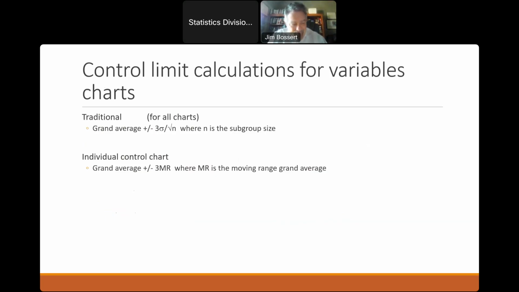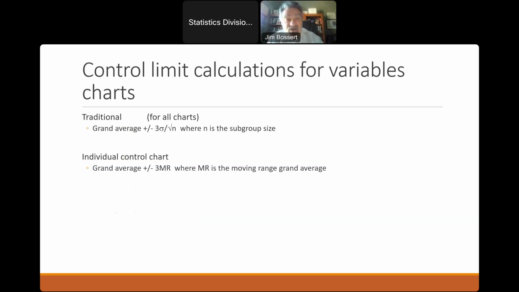Now, this is not a class in statistics. This is not a class in mathematics. I'm just showing you what the calculations are. If you have statistical software, you can see exactly how it works and what it is.